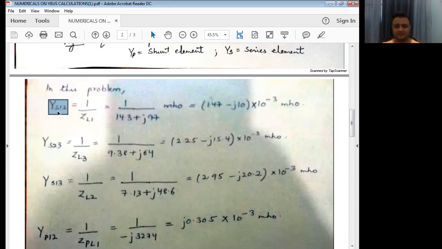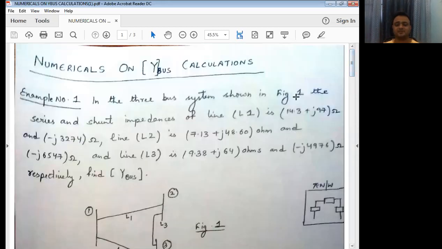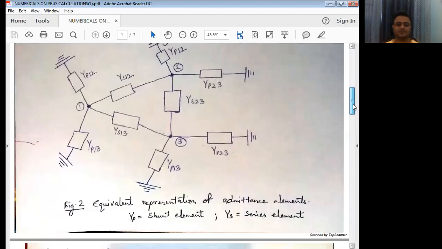And series admittance between first and second buses, one or two node, is one by impedance of the line, or we can say one by series impedance of the line. Series impedance of the line is this. So the answer is this, because series impedance of line 1 is this and shunt impedance is this. So I have written the series impedance only.